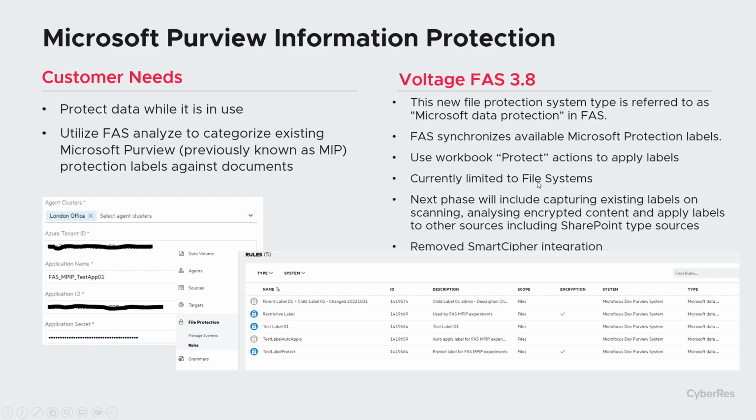Currently, this is limited to file systems, but in the next phase, we'll look at introducing and capturing existing labels that are on documents during scanning, and analyzing encrypted content. So if content's already encrypted, we'll be able to analyze it and apply labels to other sources, including SharePoint type sources. So that's coming along soon. However, it'll be limited to file systems in this release. Note, as we introduce this protection part, we've also removed the option for SmartCyber integration.